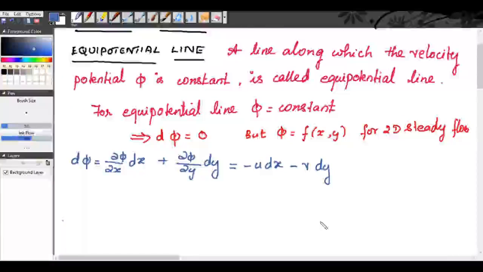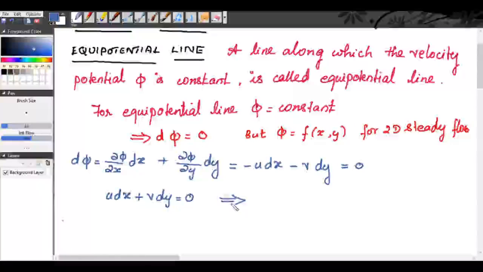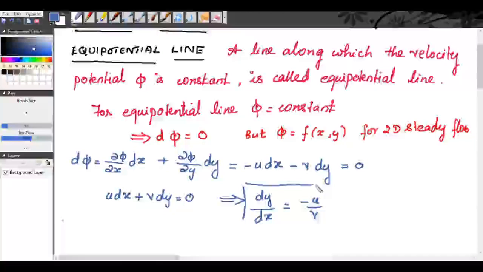Now for the equipotential line, this d phi is equal to 0. Differentiation of phi, because it is constant, is 0. So this is equal to 0. So what we get is u into dx plus v into dy is equal to 0. Now, taking the slope of the equipotential line, we know slope is nothing but dy by dx. We get dy by dx will be equal to minus u by v. So this is called the slope of the equipotential line.